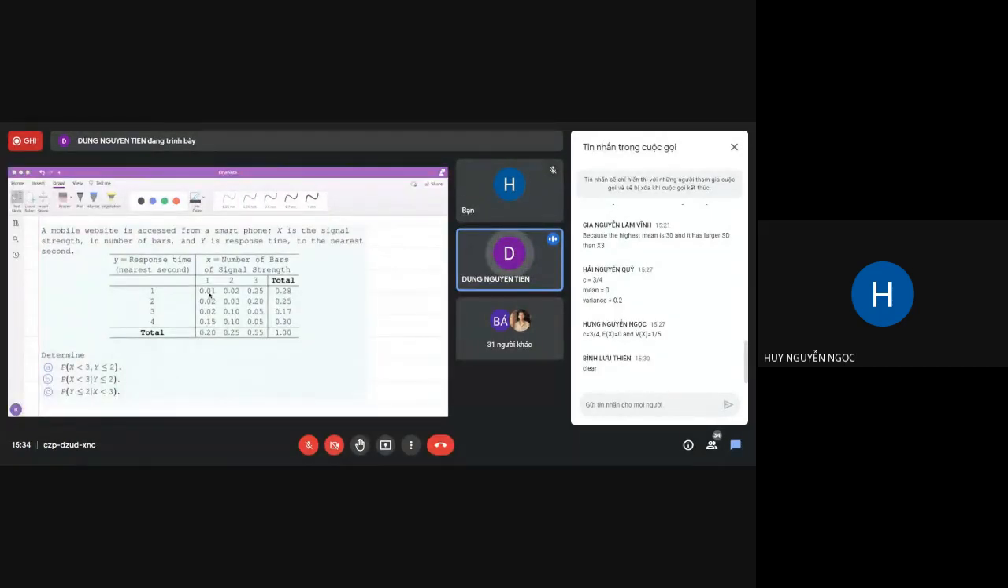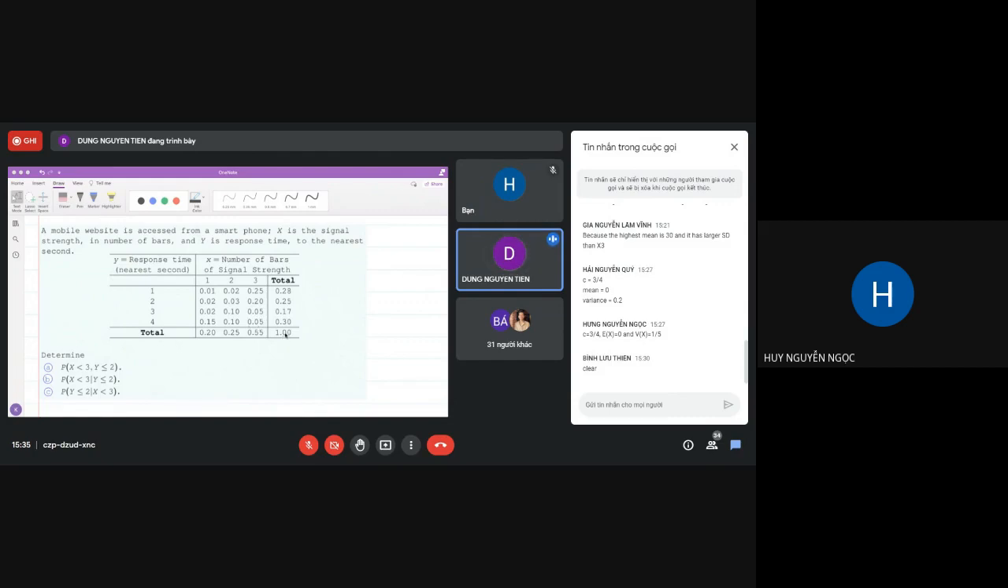If you have a look at this, you see that you get 0.01. 0.01 is the probability that x equals 1 and y is 1. 0.02 is the probability that x equals 2 and y is 1. 0.25 is the probability that x is 3 and y is 1. Okay, and you have all the 12 values. The sum of 12 values is exactly 1.